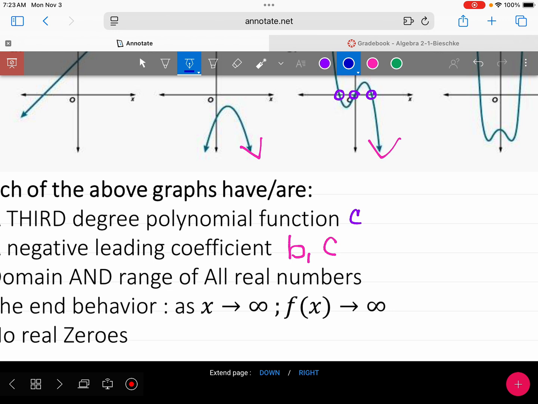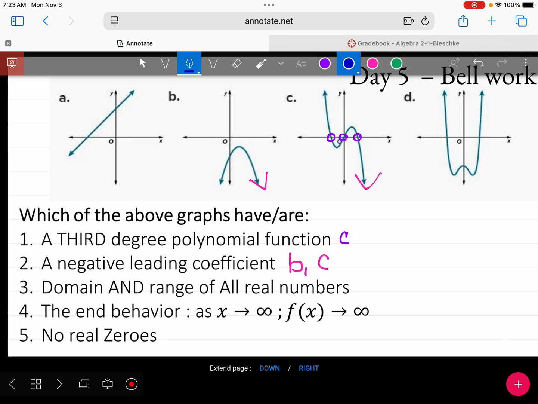So anytime we have that odd degree, which of these have that odd degree? Which of these are odd? C is odd, and A is odd. Both of those have domain and range of all real numbers. All of them have a domain of all real numbers, but only A and C have a range of all real numbers. Two more.